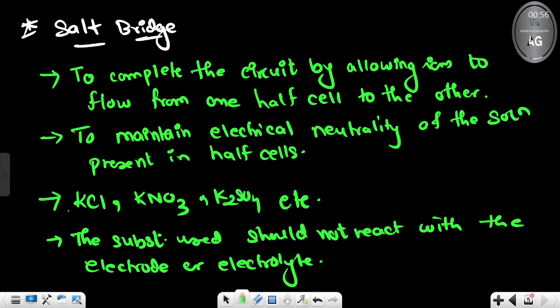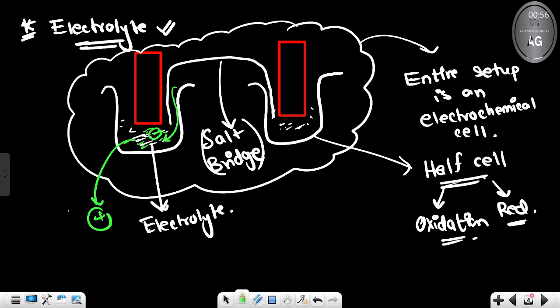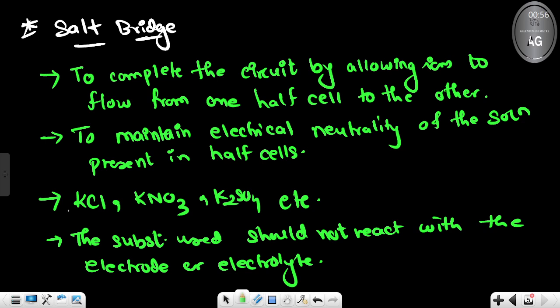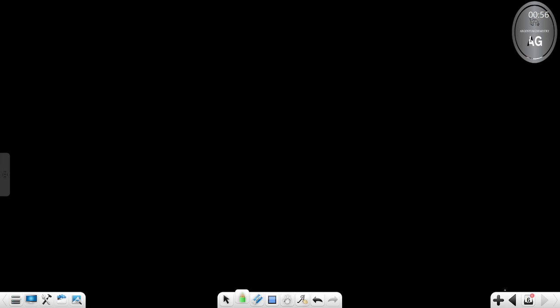Clear? Half cell is clear? Understood? Till here you have understood the basic concept? Very good. Achha, next, how to represent a cell. To represent a cell, always on the left side we will write oxidation. Right side always we will write reduction. Always left side oxidation, right side reduction. Clear? So first we are writing the oxidation.